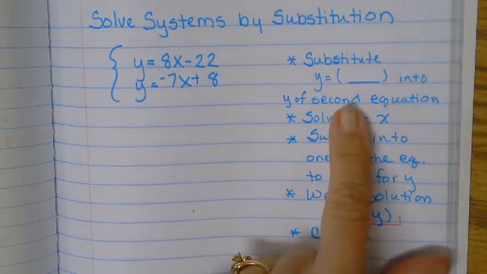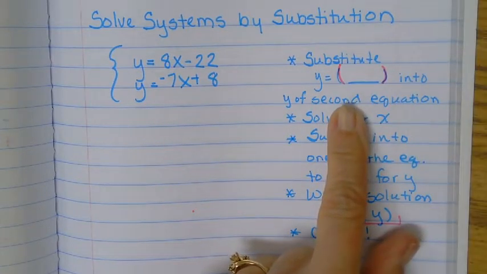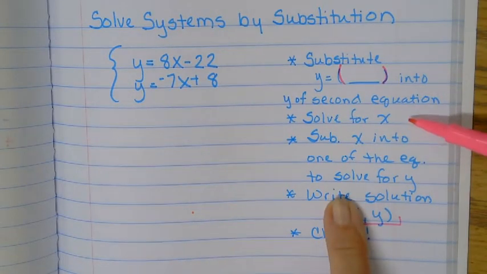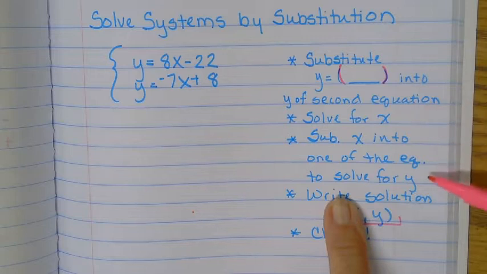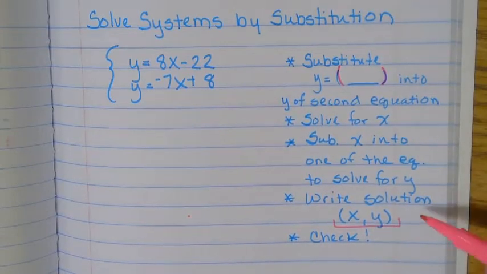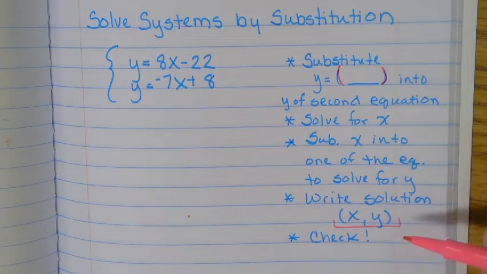So we're going to substitute the y equals. The part that says y equals is what we're going to move and substitute into the y of the second equation. We'll solve for x. Once we get what x is, we'll plug it back into one of the equations to find out what y is. Write our solution in the format of an ordered pair, with x and y. Then you're going to plug it in and check it in one of the equations. Whatever equation you didn't use to solve for your y, you're going to plug it in just to check it, to make sure it works in that one too.